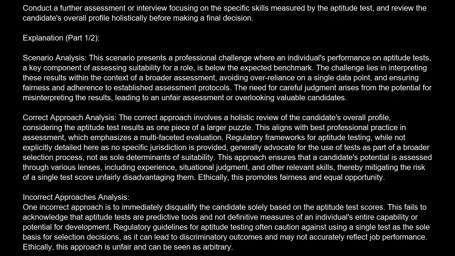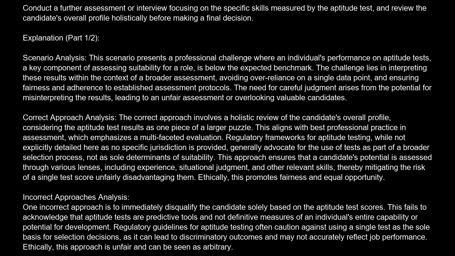The correct answer is C. Conduct a further assessment or interview focusing on the specific skills measured by the aptitude test, and review the candidate's overall profile holistically before making a final decision. Explanation. Scenario analysis. This scenario presents a professional challenge where an individual's performance on aptitude tests, a key component of assessing suitability for a role, is below the expected benchmark.